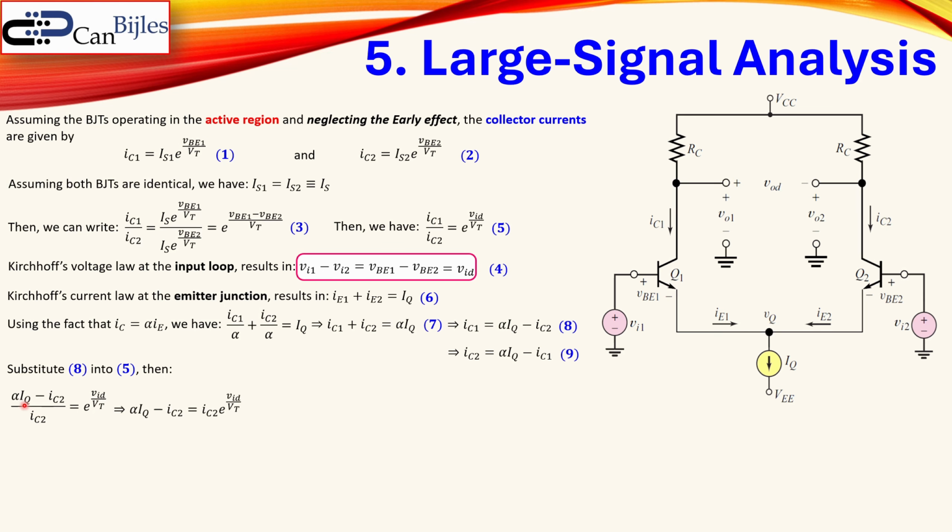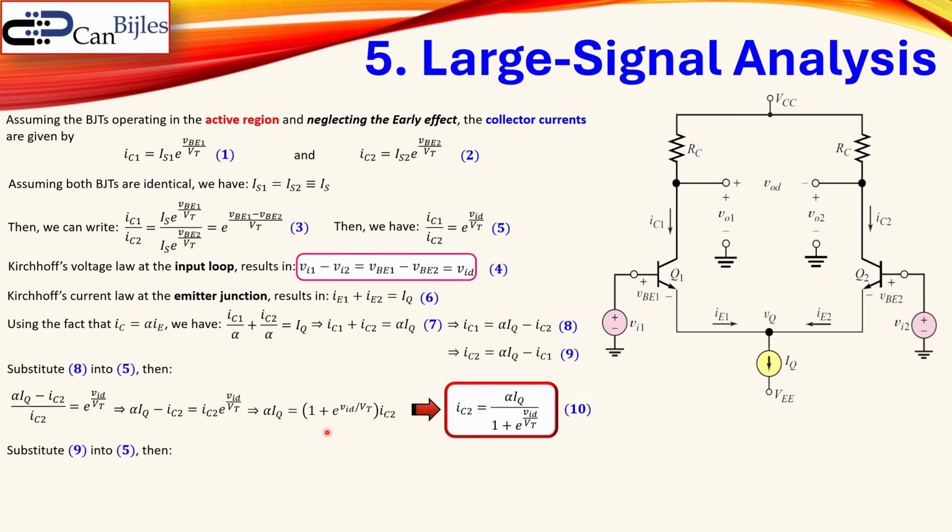Now we can rewrite this, so we can say this one is equal to IC2 times e to the power VID over VT. And then we can replace this minus IC2 to the right side and then collect the terms in the parentheses, and you have this expression. Now we're almost done. Now we can express the IC2 in the other parameters by doing alpha times IQ divided by this term here in front of the IC2. And that's actually shown here. And this is now a very important expression for the collector current for Q2. And let's call this equation number 10.